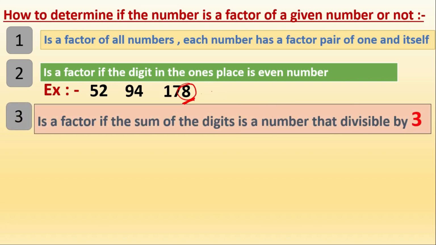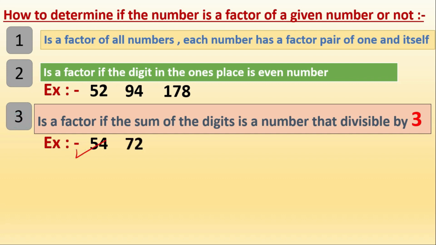Okay. 3 is a factor if the sum of digits is a number that is divisible by 3. What does it mean? For example, 54. 3 is a factor of 54 if the sum of digits is divisible by 3. Let's find the sum of digits, meaning add 5 and 4. 5 plus 4 equals 9. 9 is divisible by 3. Can you divide 9 by 3? Yes, equals 3. So 3 is a factor of this number.